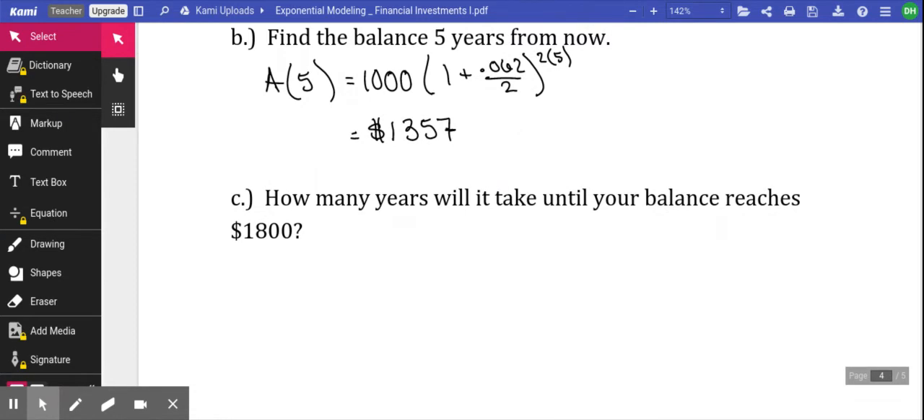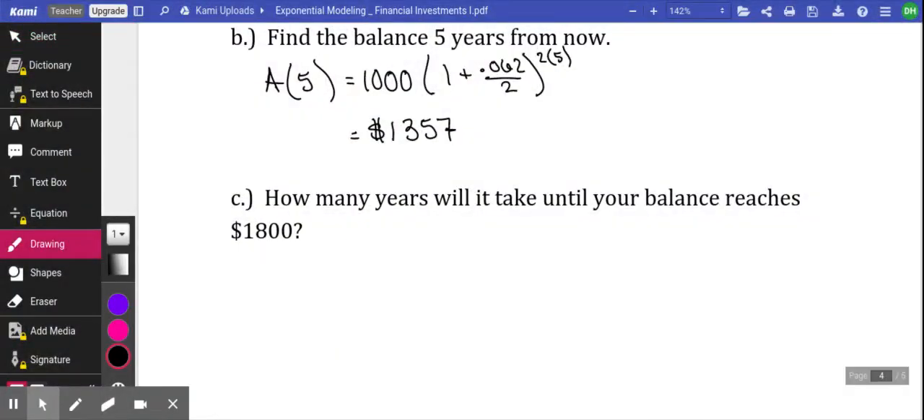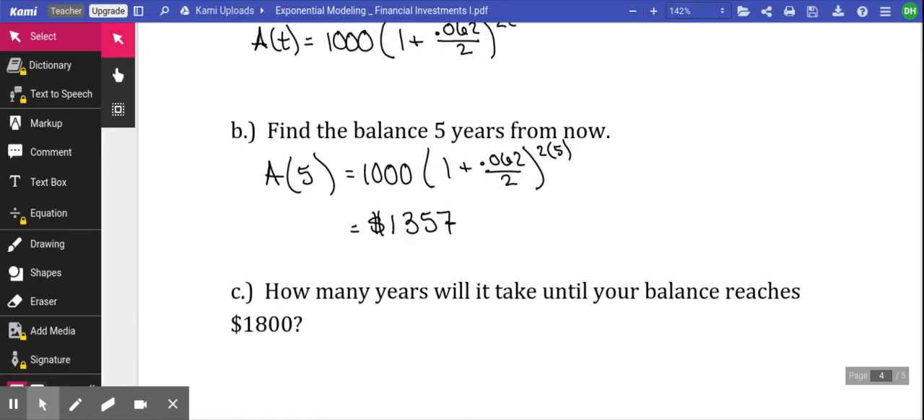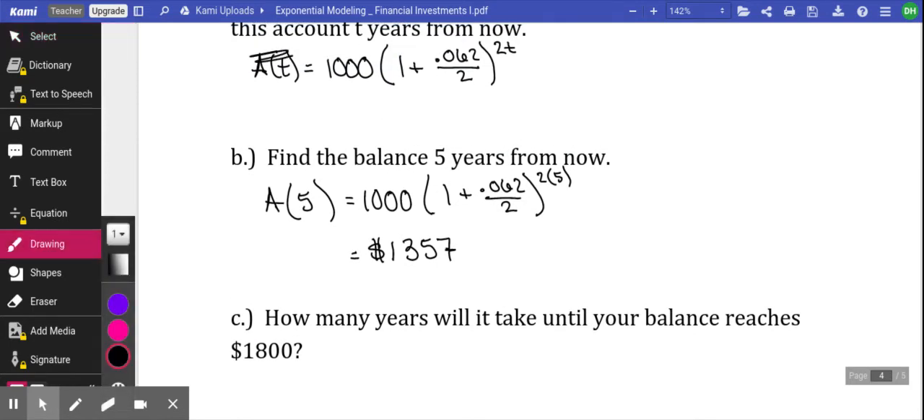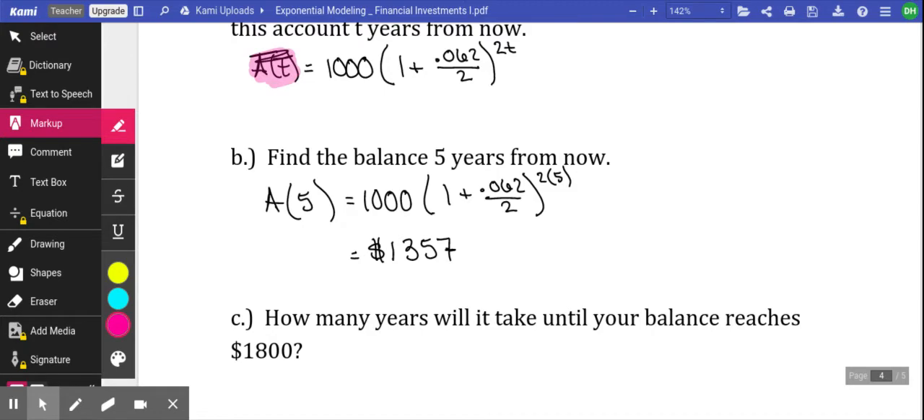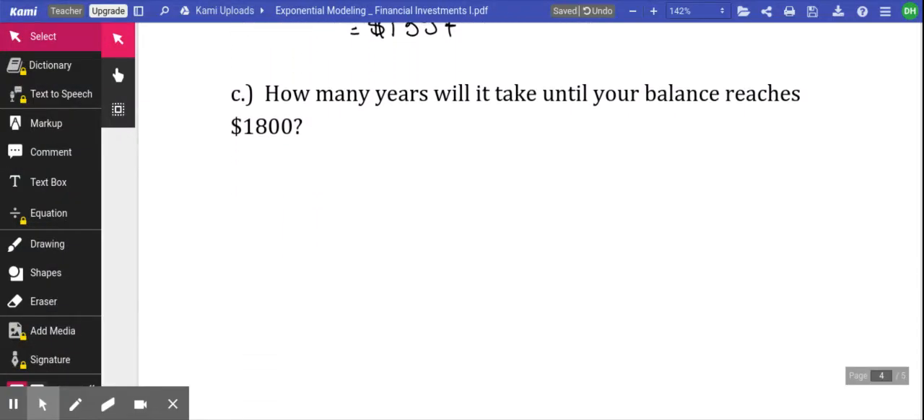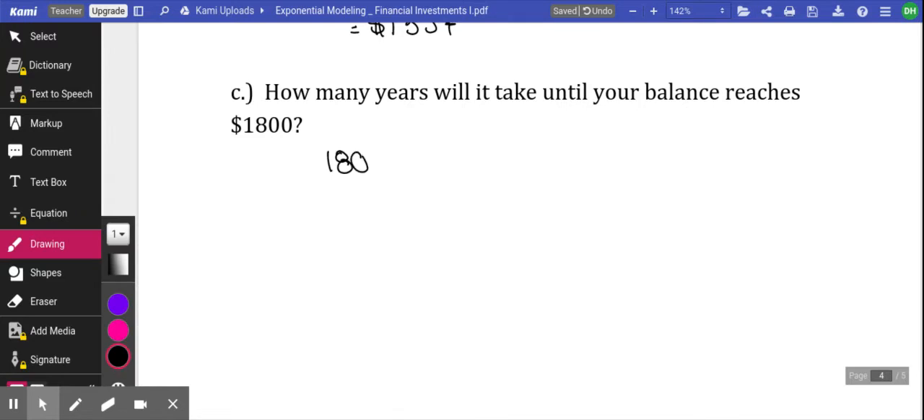Now, the next thing is we want to know how long would it take before your balance reaches 1,800. Now, that's the amount of money that you've accrued over the course of time. So I'm going to substitute that 1,800 for the A of t, right here. So we're setting the function equal to 1,800. And here's where things get real. So we're going 1 plus 0.062 divided by 2 to the 2t. So we're going to try to solve for t. First thing I'm going to do is divide both sides by 1,000.